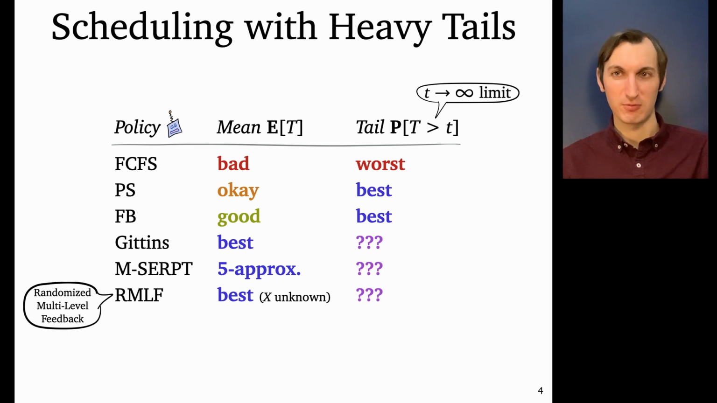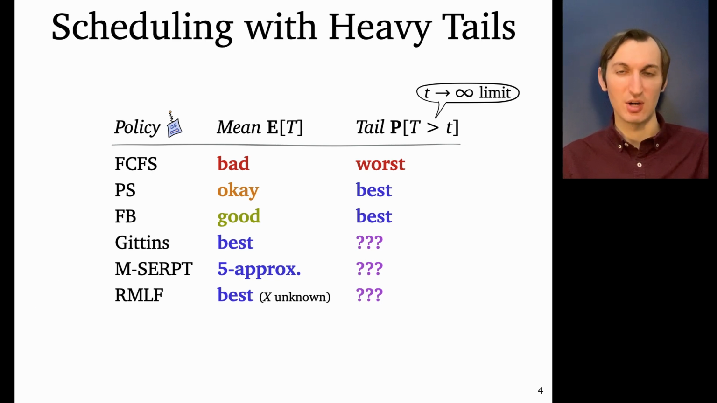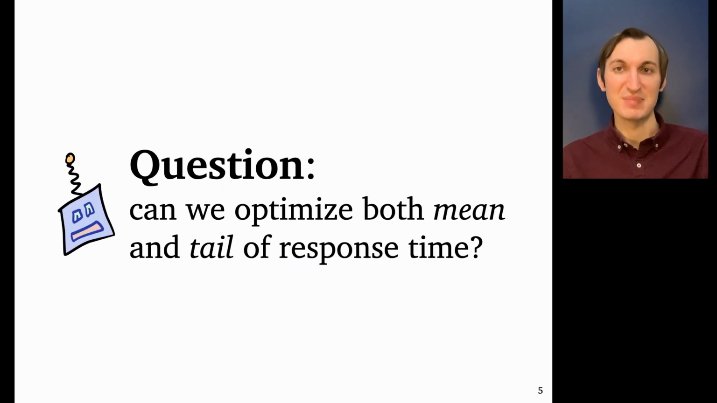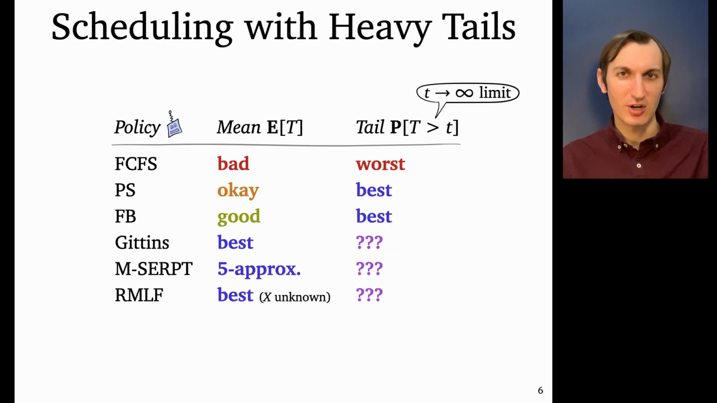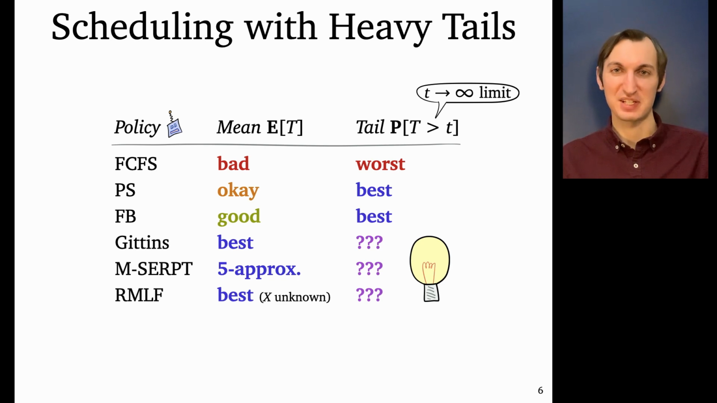So this is the situation we're in. We have a whole bunch of scheduling policies, some with the best tail decay, some with the best mean response time, none with both as far as we know. So what we're going to ask in this talk is, can we optimize both the mean and tail of response time? Looking at our chart again, there's an obvious place to start. It's all of these question marks. If any one of these question marks were a best, then we'd have what we want, right? A policy with great mean response time and great tail decay.